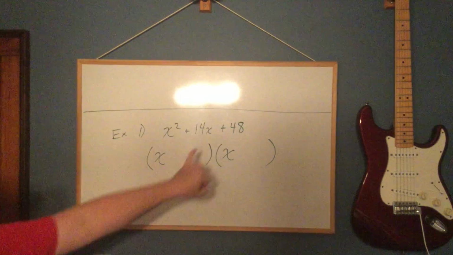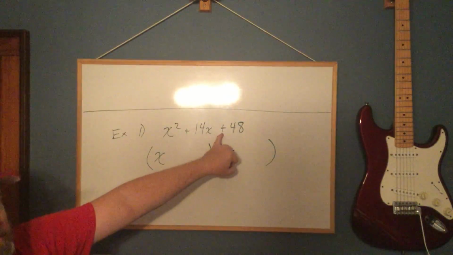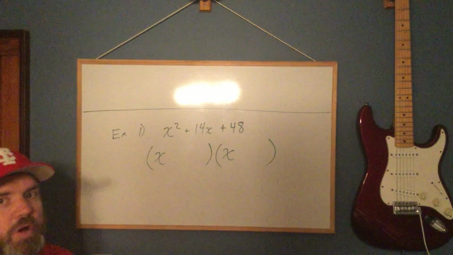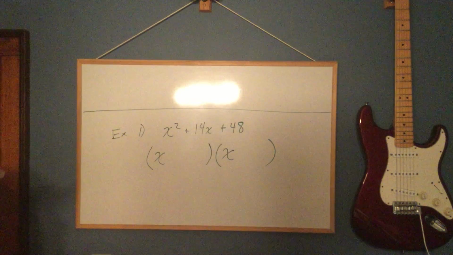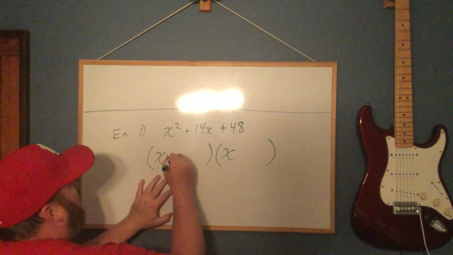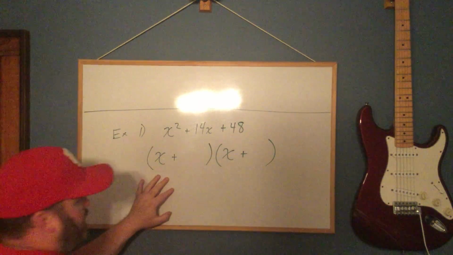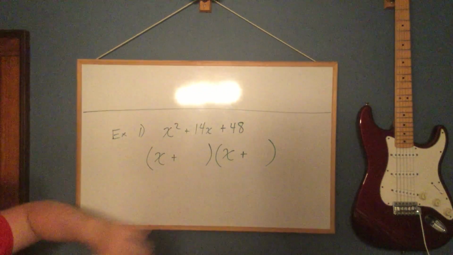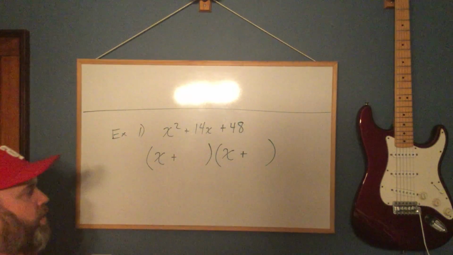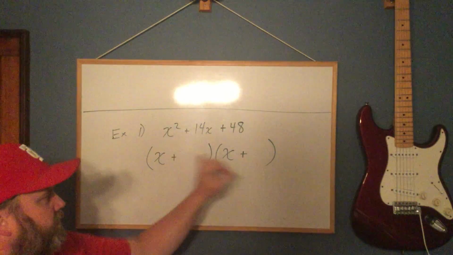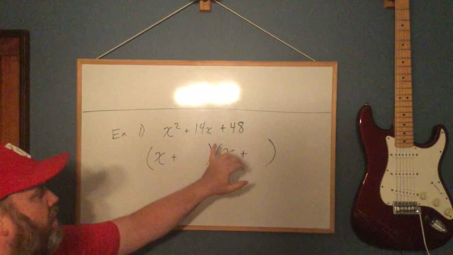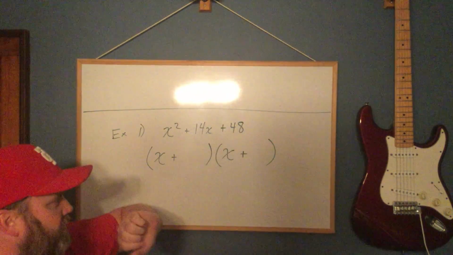Second thing, this is positive. So that tells me that these two signs will be the same. I don't know whether they're going to be two positives or two negatives. Look here. That's a positive, so now I know they're going to be both positive. And now I need two numbers that when I add them, I get 14, and when I multiply them, I get 48.